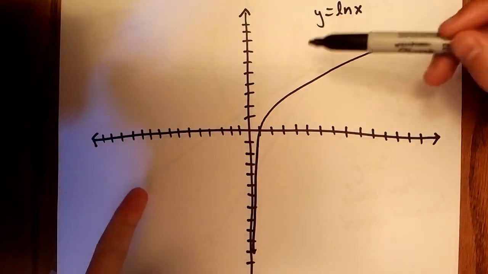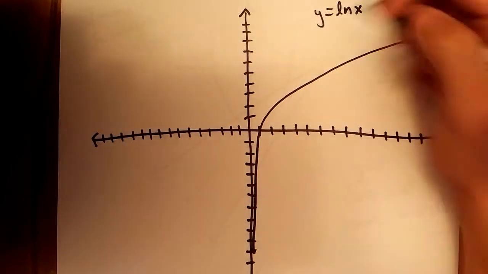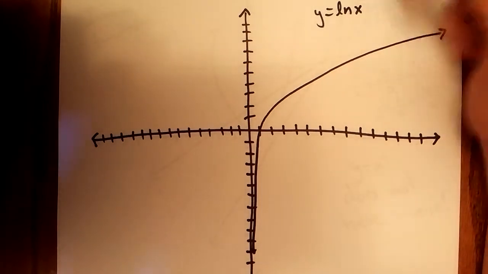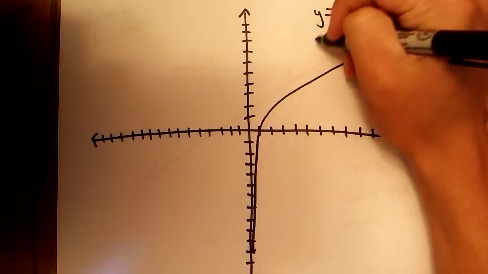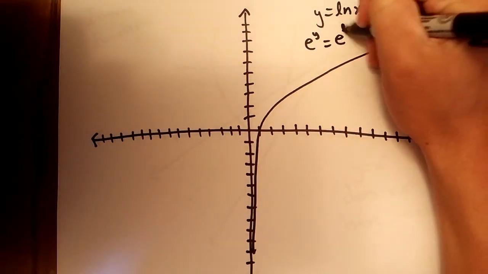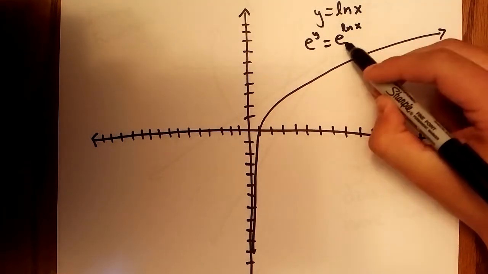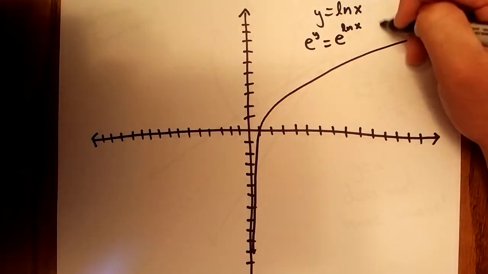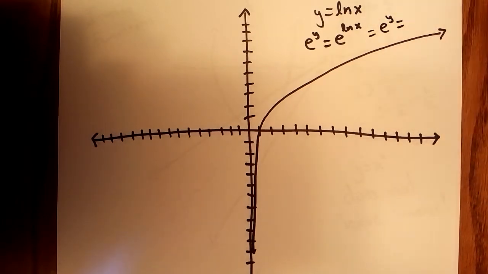But if we're trying to find the inverse, what should we do? Well, just like the last one, we find x by itself. So let's try that. We know that if we had both of these as exponents for, say, e, so e to the y equals e to the ln of x, we know that e to the ln of x cancels out, so that's just x. So this is also rewritten as e to the y equals x.